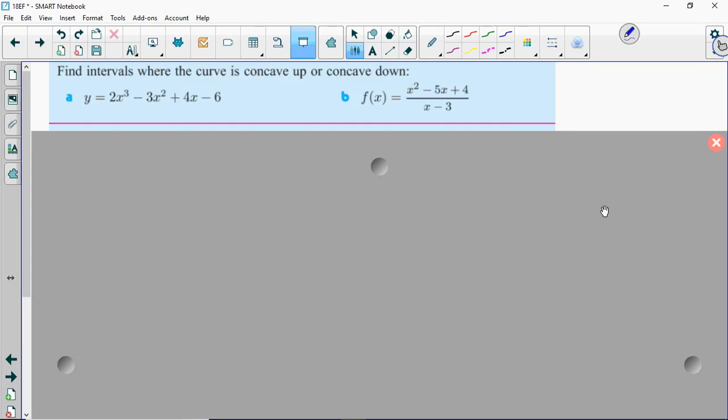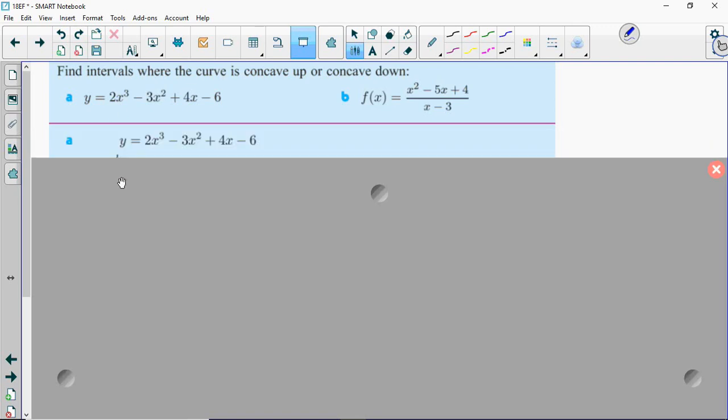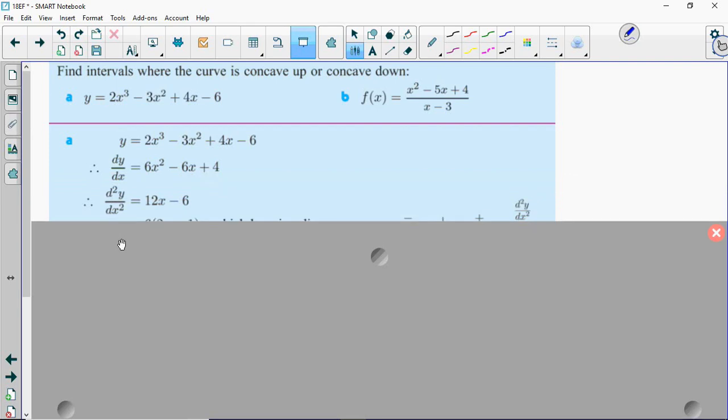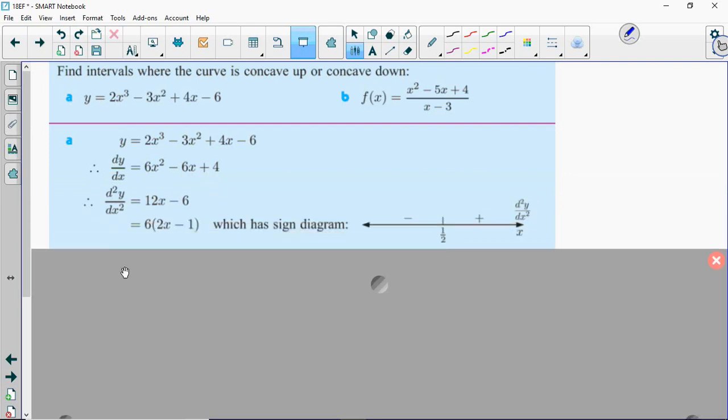So just like last time, we found the intervals where a function was increasing and decreasing. Now we're just going to find the intervals where the function is concave up or concave down. So this is our function, and we're going to take a first derivative, and then we're going to take a second derivative. And then we're going to make a sign diagram for that. It's equal to 0 when x is equal to 1/2. We choose a test point to the left and to the right of 1/2, putting that into this expression.